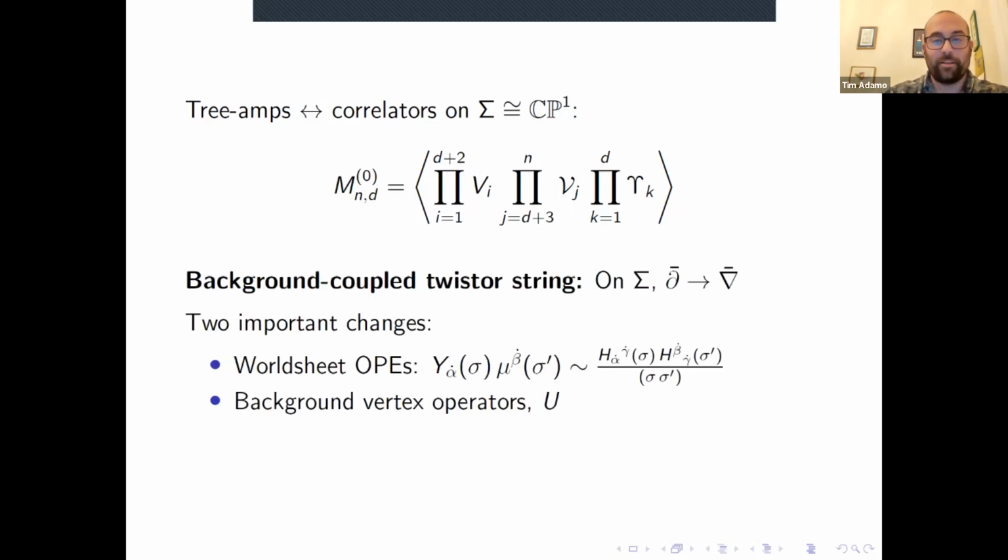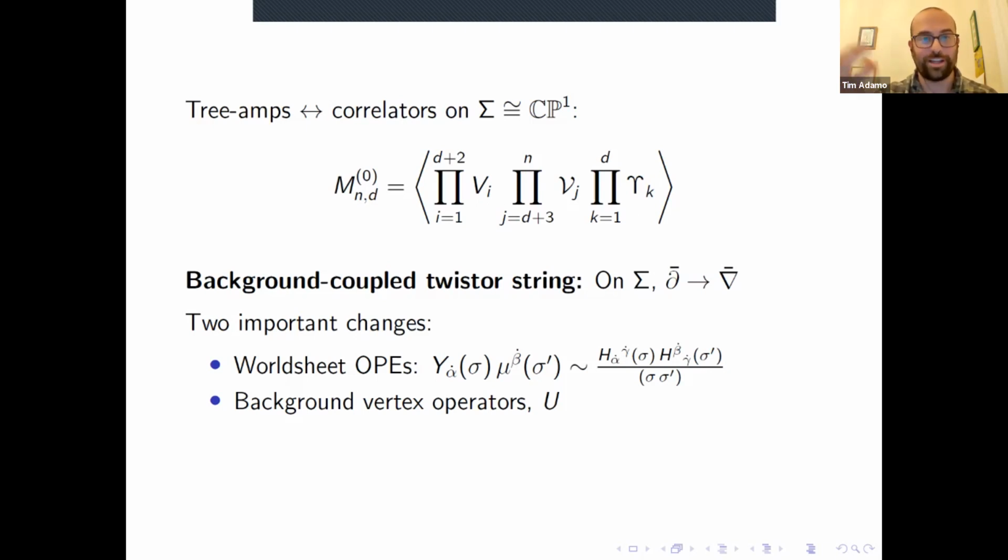The idea for us is to deform the world sheet complex structure from the trivial one to the background coupled one, corresponding to the self-dual plane wave pulled back to the world sheet. And this leads to two important changes to the flat space story. The first is that the world sheet OPEs change. Anytime you have OPEs between fields that have dotted spinor indices or self-dual spinor indices, these get dressed by the self-dual spin frame of the spacetime background.